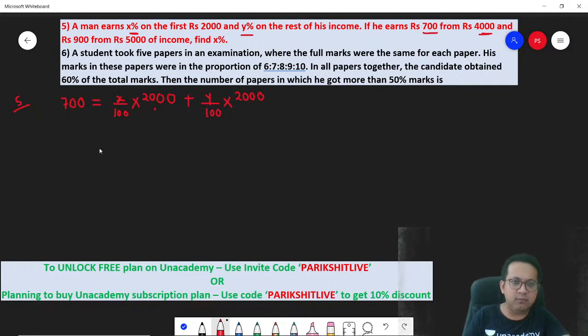Similarly, second scenario. He earns 900 rupees. And what is happening? He earns X% on the first 2000. Again, the same logic. X by 100 into 2000.